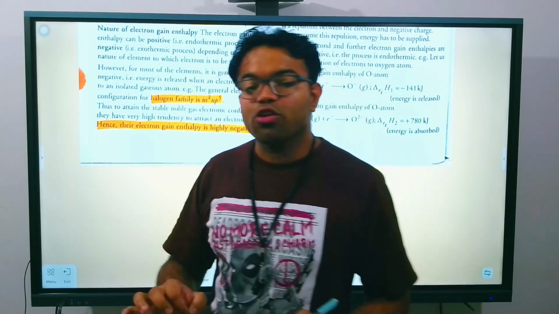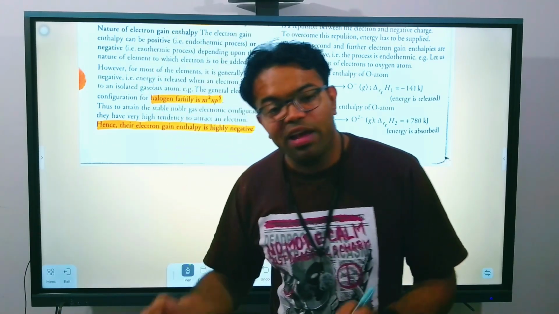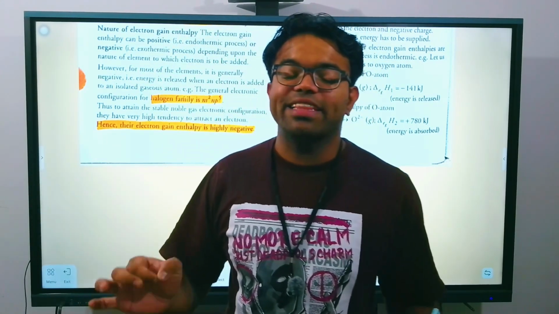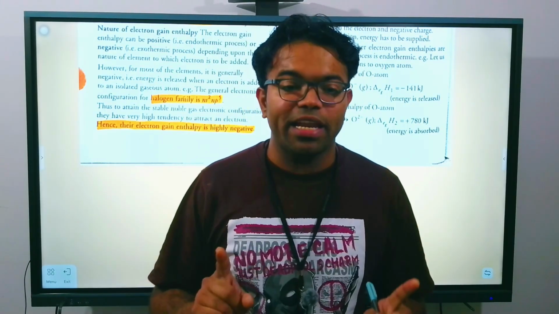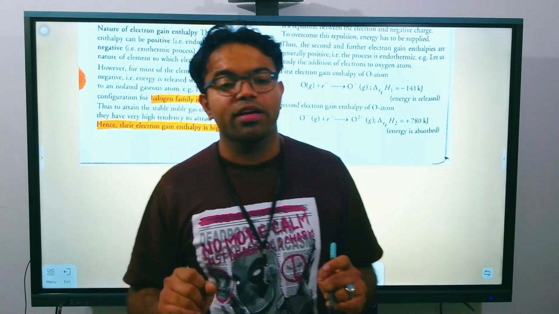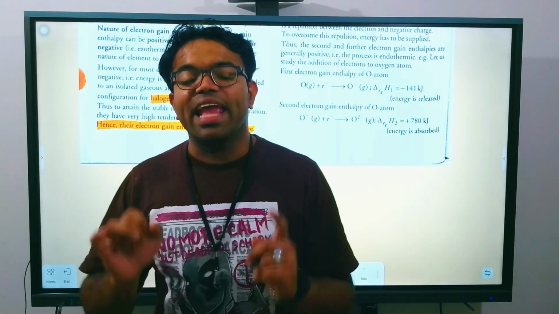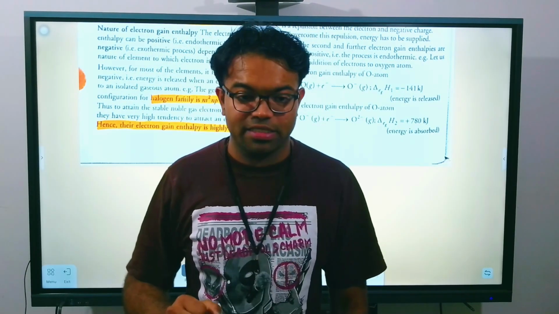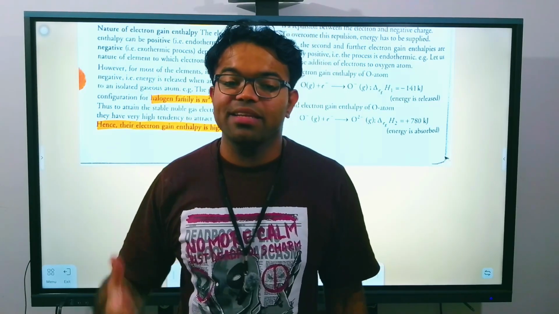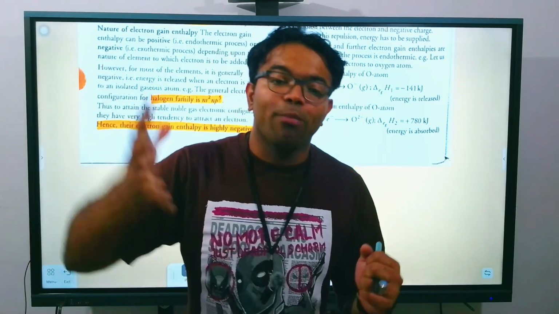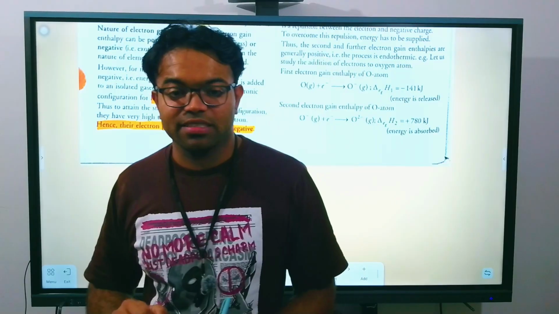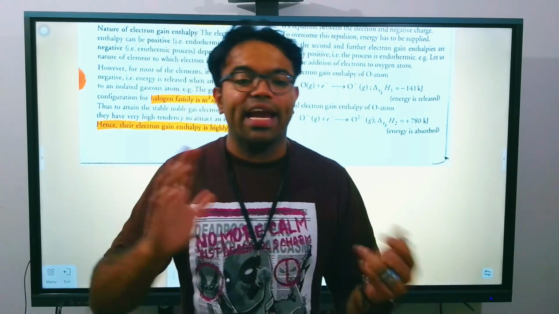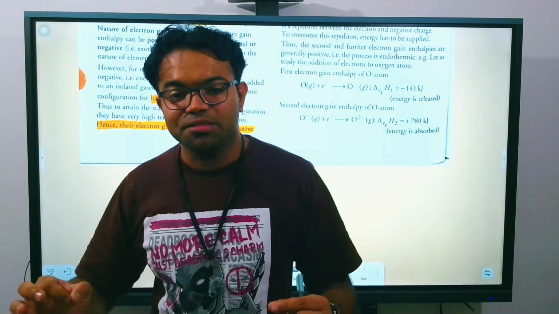That is why the electron gain enthalpy can be positive as well as negative. Since it's releasing heat, the electron gain enthalpy is negative. Again, I'm telling you, enthalpy is heat. Negative enthalpy means the system is losing energy in the form of heat. Positive enthalpy means the system is getting more energy added in the form of heat. That's the only difference between positive and negative enthalpy. I hope you understood this.